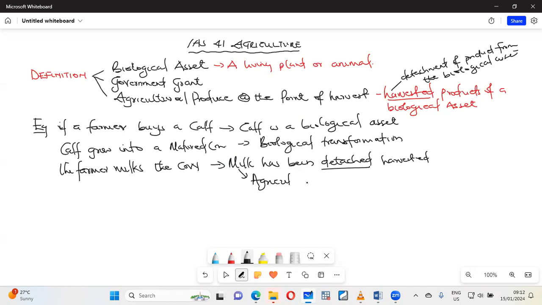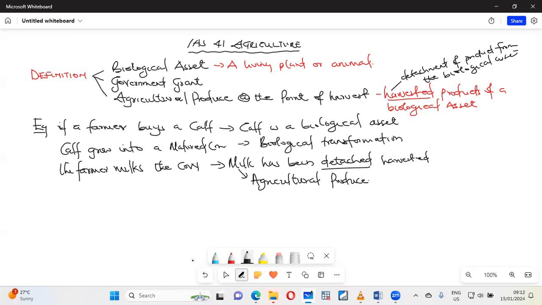Now, listen carefully, because this agricultural produce is only treated as agricultural produce on the day the harvesting is done. If I milk today, it is at the date of harvest, and it's called agricultural produce. Now, if I transfer it to my warehouse, where people will come in to buy and you'll be selling, it becomes your trading activity. At that point, it's no more agricultural produce. It is now inventory you are selling. So be very, very careful about that.